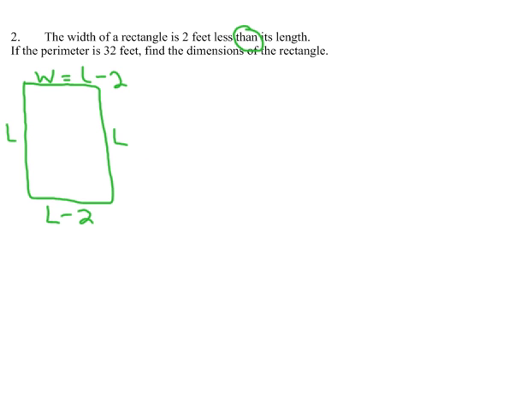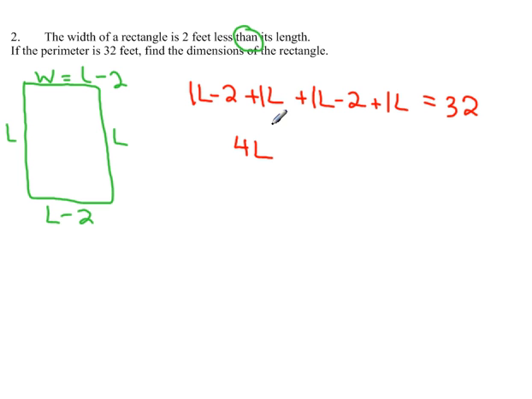Okay, so now we want to write our equation. Recall that the perimeter just means to add up all those sides. So I'm going to get L minus 2 plus L minus 2 plus L. Those are my 4 sides, equals 32. Okay, all right, collect your like terms. I have 1L plus 1L is 2L, plus 1 more is 3, plus 1 more is 4. So that's 4L. Minus 2 is minus 4, equals 32.